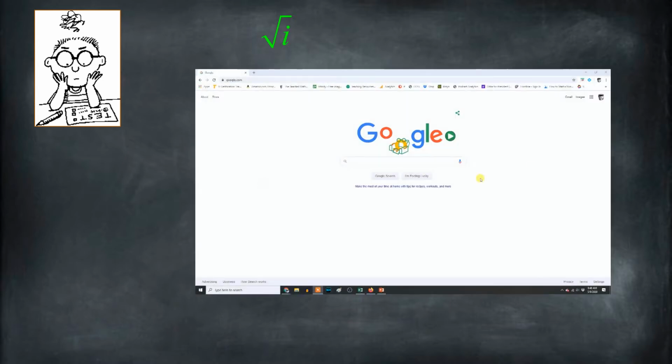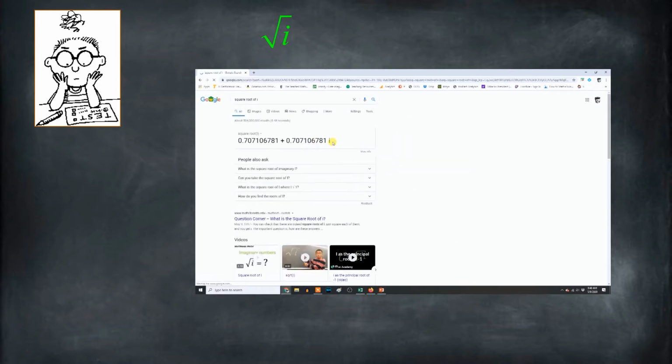I had forgotten. So I went to our good old friend Google and I typed in, hey, what's the square root of i? And it told me that it's 0.707 plus 0.707i. Well, I remember that's the square root of 2 over 2 and the square root of 2 over 2i. So is it true that the square root of i is equal to the square root of 2 over 2 plus the square root of 2 over 2i?